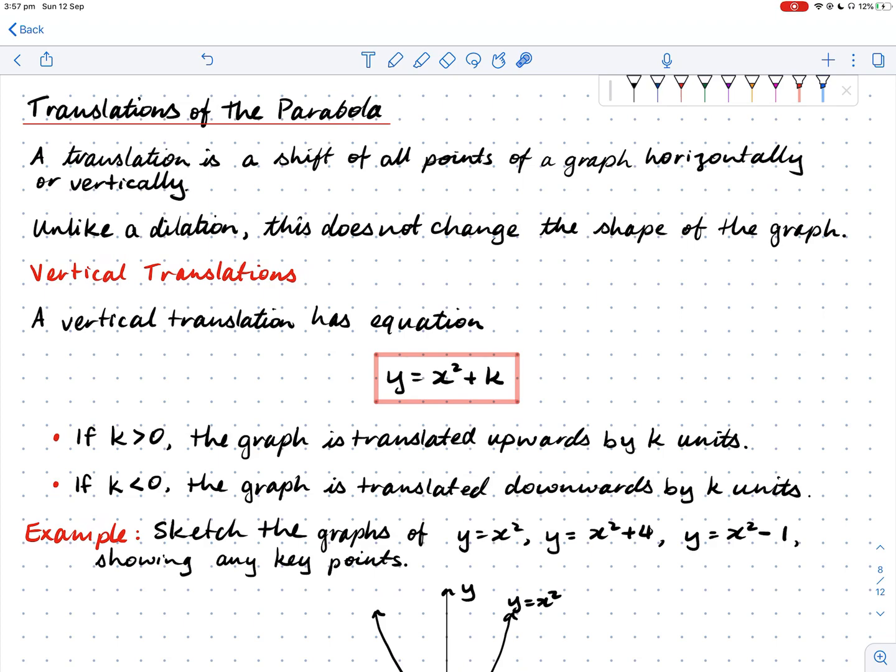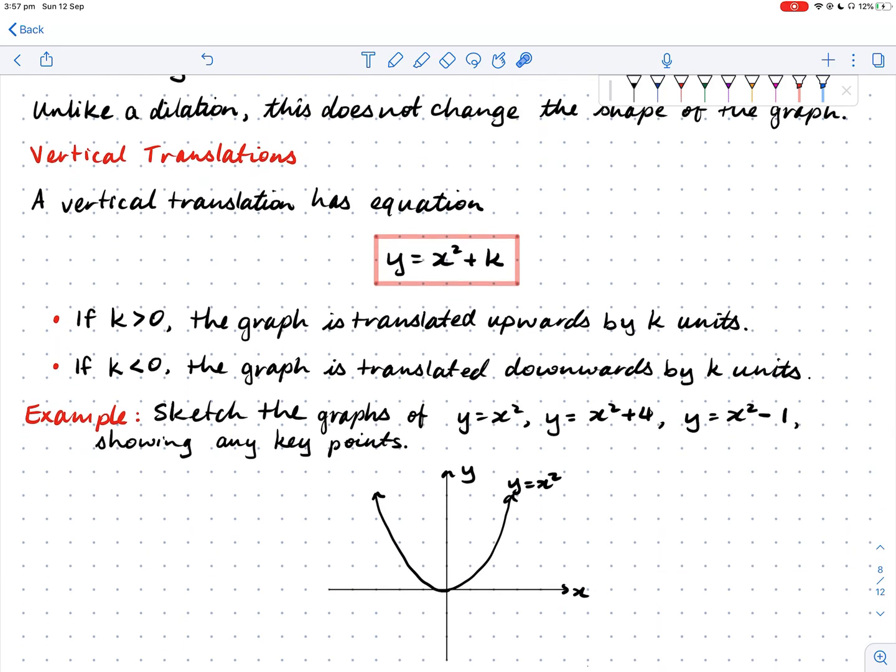So a translation is a shift of all the points either horizontally or vertically. Unlike a dilation, it doesn't change the shape of the graph. It's going to be exactly the same shape, but just moved in one of those directions. What we're going to start with is the vertical translation.